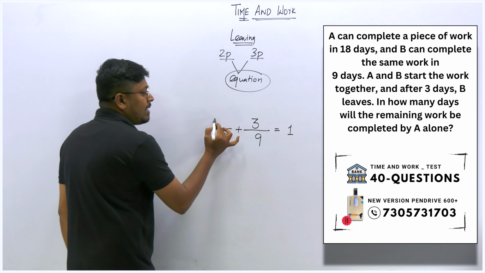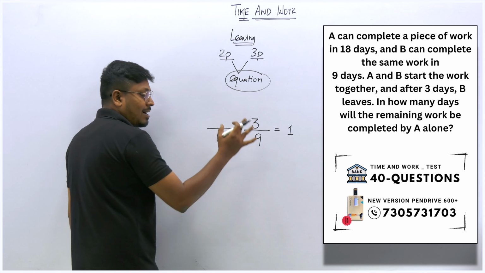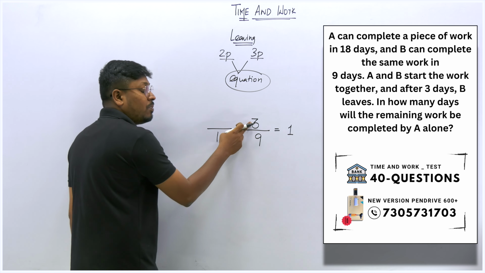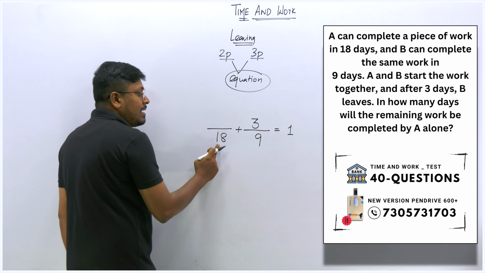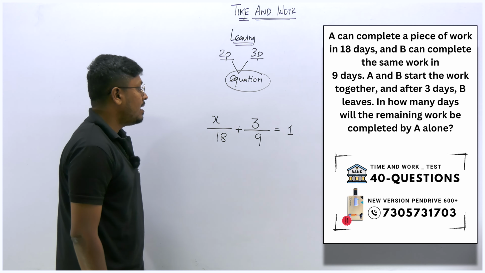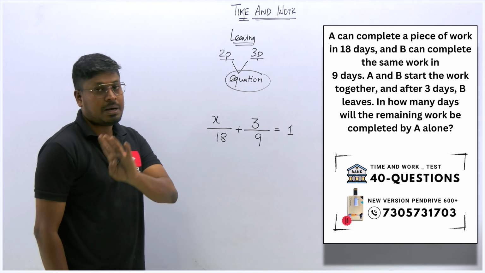But we don't know how many days A worked, because A and B started together. B left after 3 days. That means out of the total 9 days, B worked only for 3 days. Out of 80 days, we don't know how many days the person A has worked. So first let me find how many days A alone worked to complete the job.